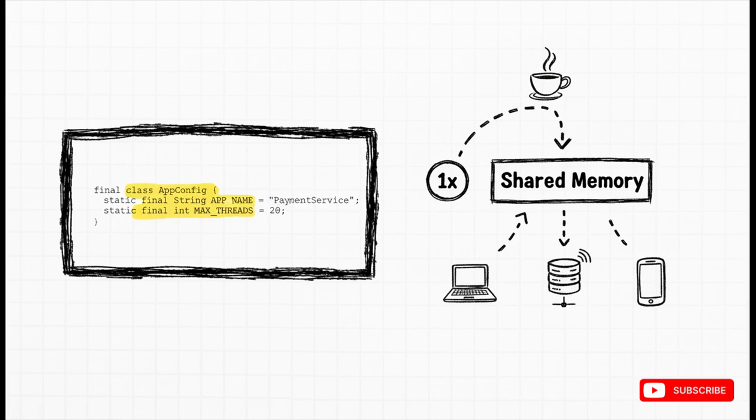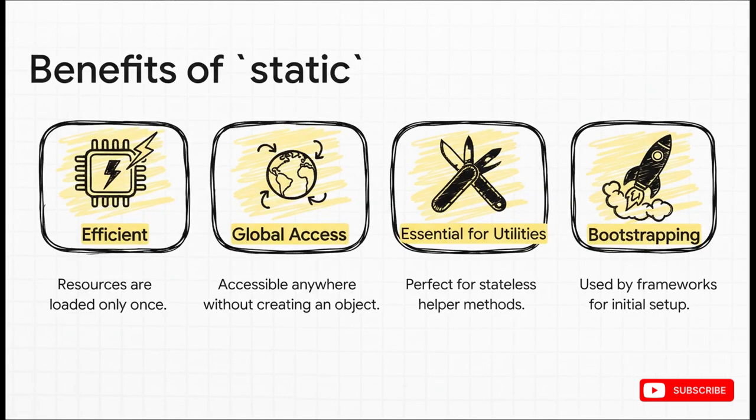And here's a perfect real-world example, an AppConfig class. See how appName and maxThreads are marked as static? That means these values are loaded once and only once when the AppConfig class is first needed. You never have to create an AppConfig object to use them. You can just write AppConfig.appName from anywhere in your entire codebase. So simple.